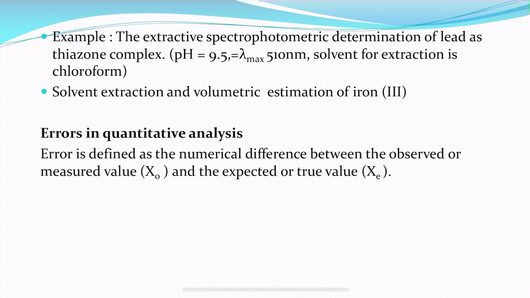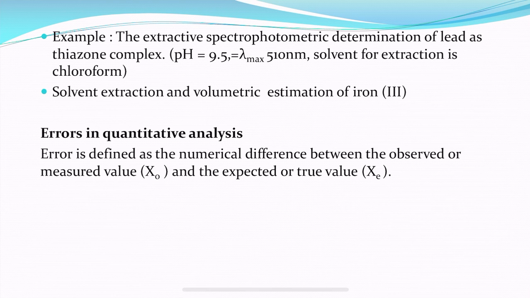So, to reduce that, first we should know what is meant by error and what are the ways for an error to occur. If we know about that, definitely we can think over how to reduce the errors. So, we will see what is meant by errors in quantitative analysis. Errors are defined as the numerical difference between the observed or measured value, which is called x naught, and the expected or true value. There will be a true value always.